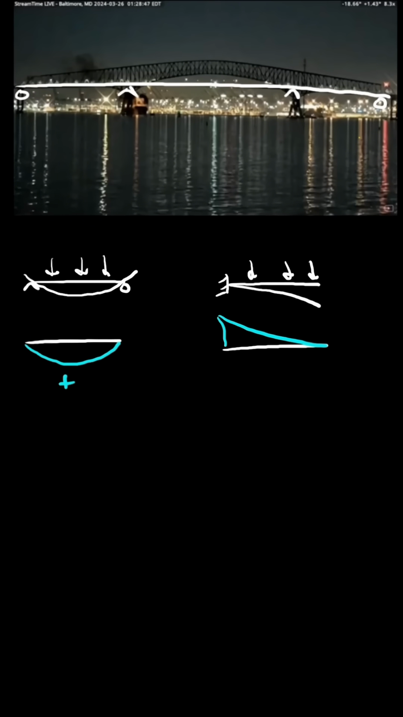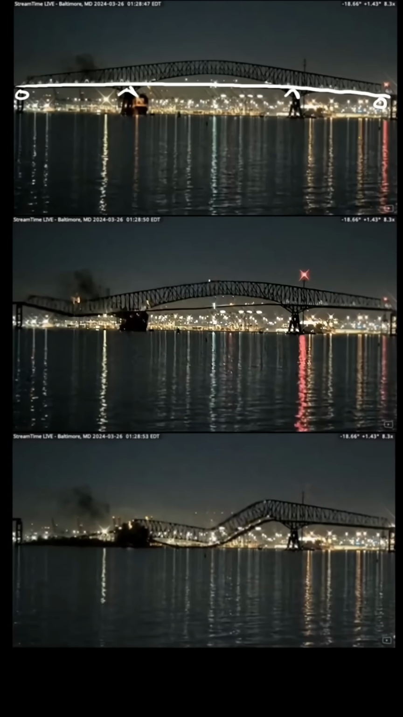So I'm going to make some assumptions and theorize what the bending diagram looks like at each stage of the progressive collapse of the bridge. So for a continuous beam with 3 spans, the bending diagram would look something kind of like this.